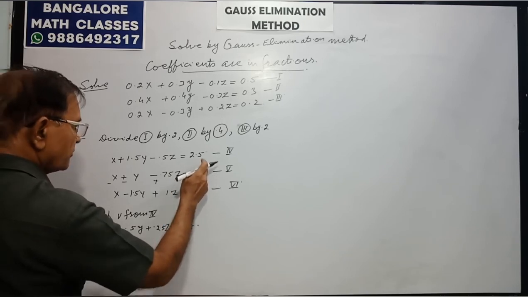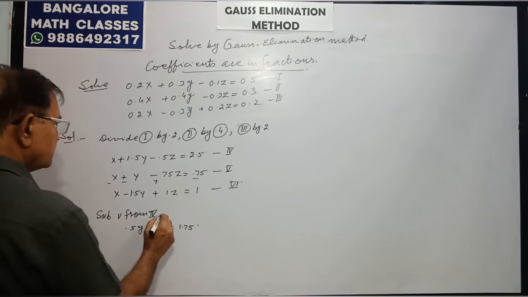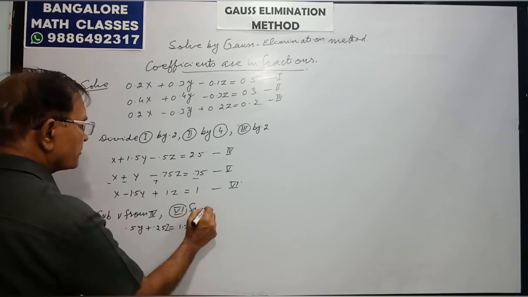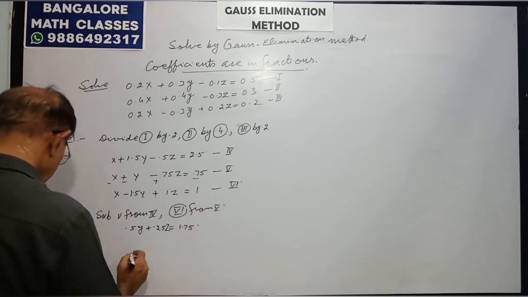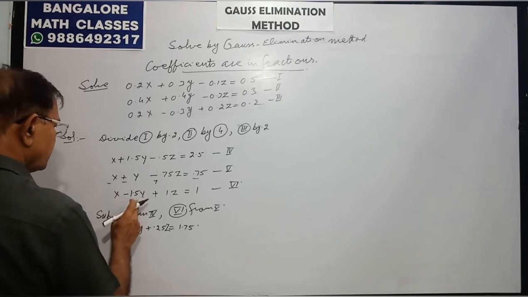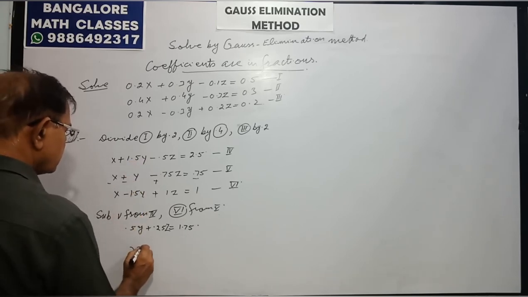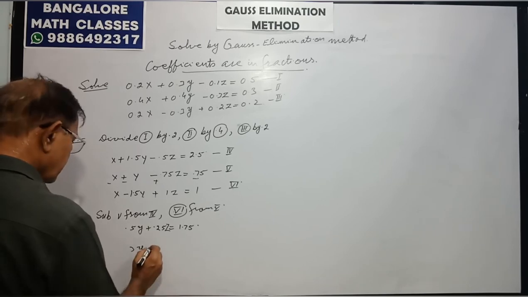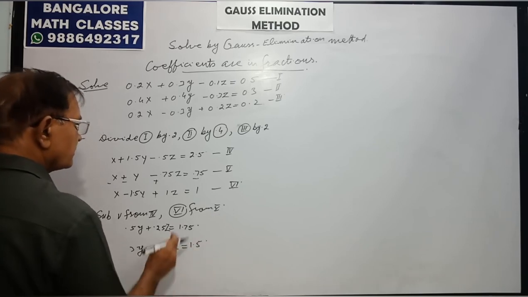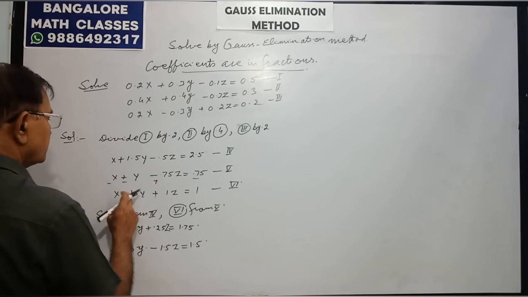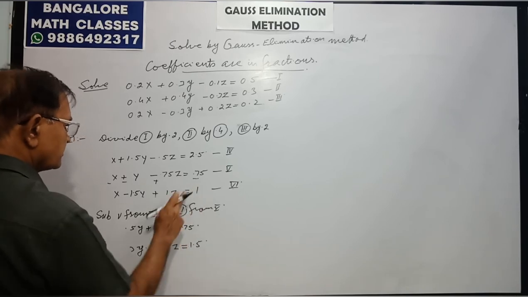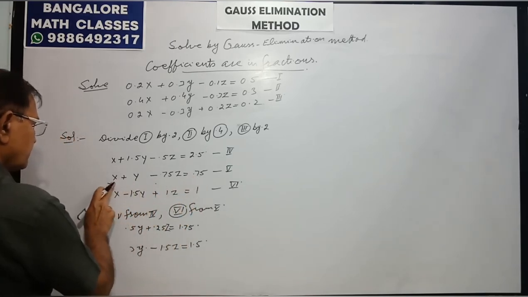Then subtract 6 from 4. X we can cancel, minus minus plus. 3y minus 1.5z equals 1.5. So this is what we will get with second subtraction.